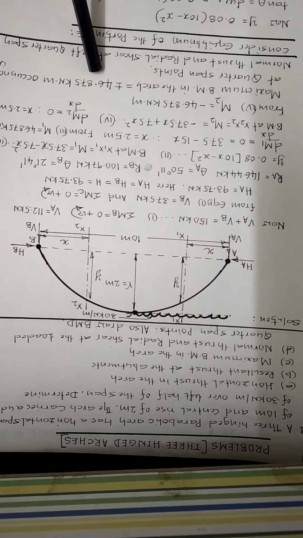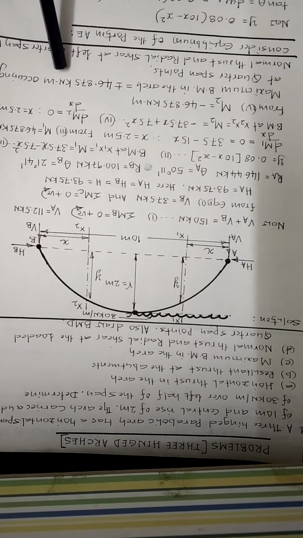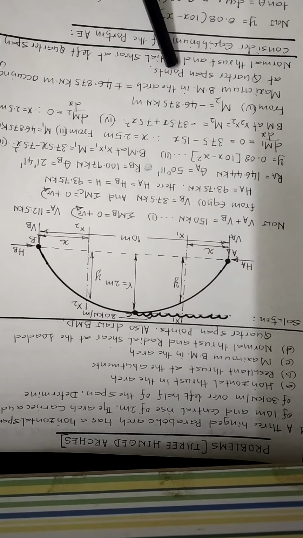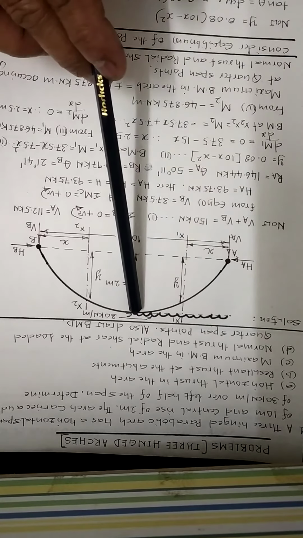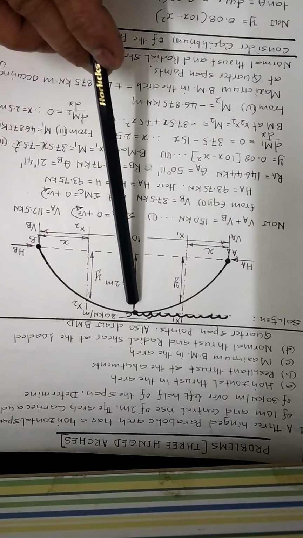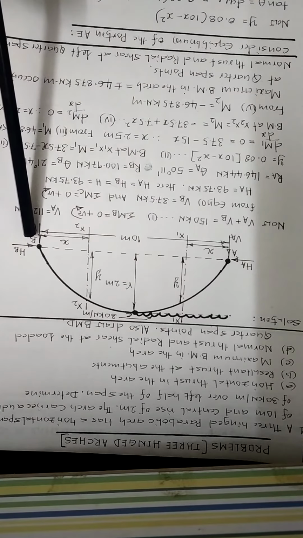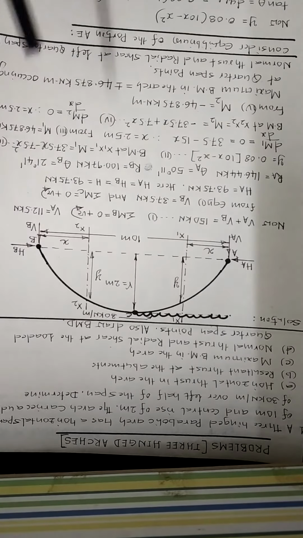In case of a 3-hinged symmetrical parabolic arch, the maximum bending moment in the arch is equal to plus or minus 46.875 kilonewton meter occurring at quarter span point. That means positive bending moment is occurring in the portion AC and negative bending moment is occurring in the portion CB. Both are of the same magnitude.